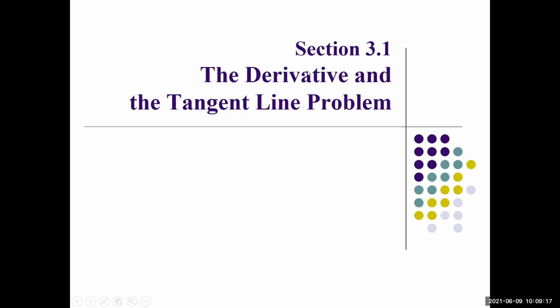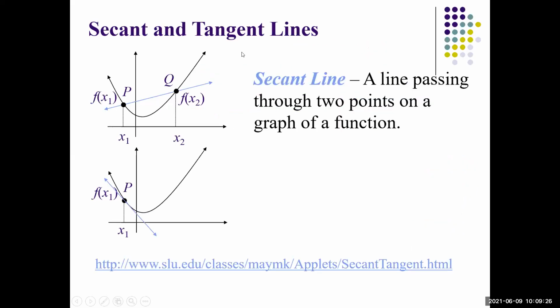The section is 3.1, the derivative and the tangent line problem. So let's start with the tangent line problem. Recall a secant line is a line that passes through two points on the graph of a function, such as this one over here, through the points P and Q on the graph. This PQ is called a secant line.